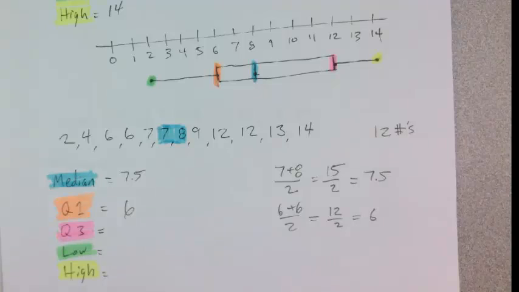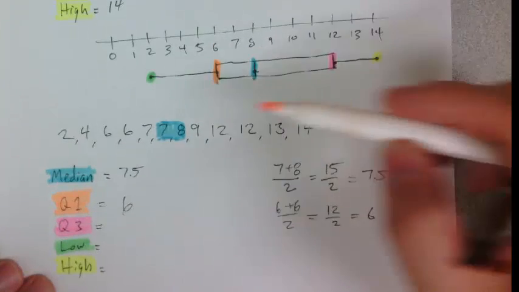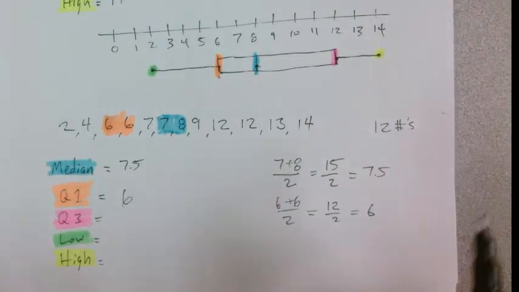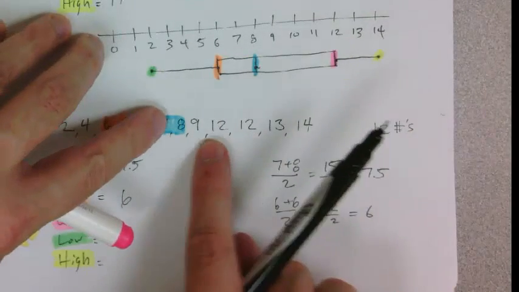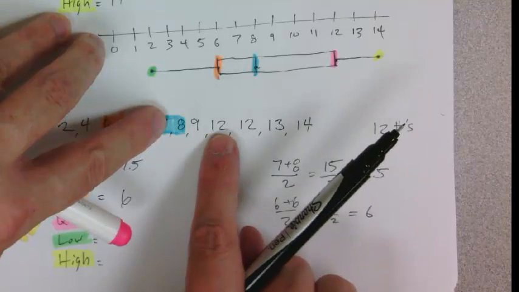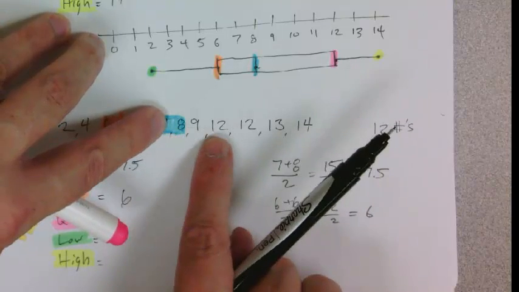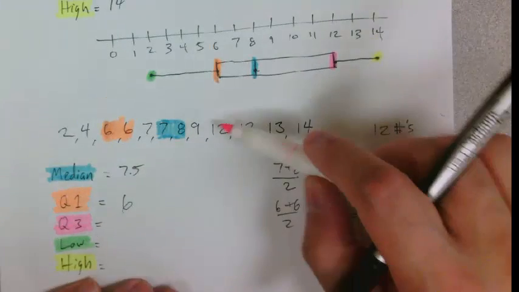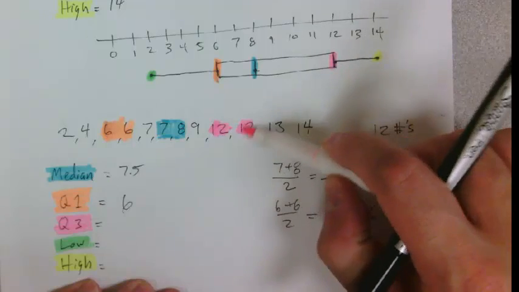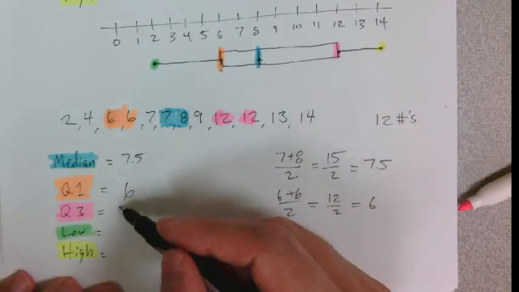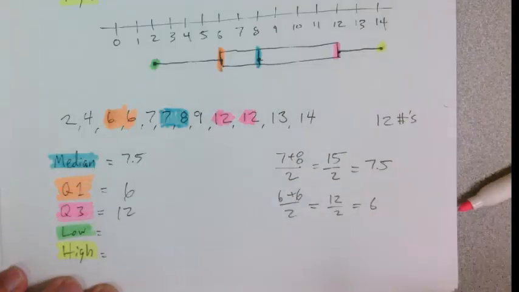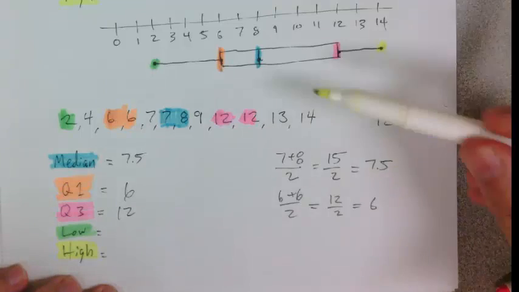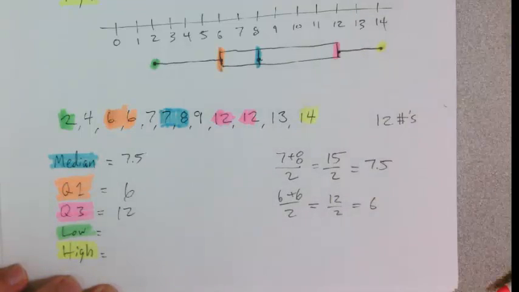And then my Q3, let me just highlight that. I look at the mean of the top, and it just so happens that I lucked out and they were the same number, so we got 6, and then these 2 are in the middle, so that would be the mean of 12 and 12, which would just be 12. And then my last 2 numbers that I need are the low and the high. So 2 and 14, same as before.